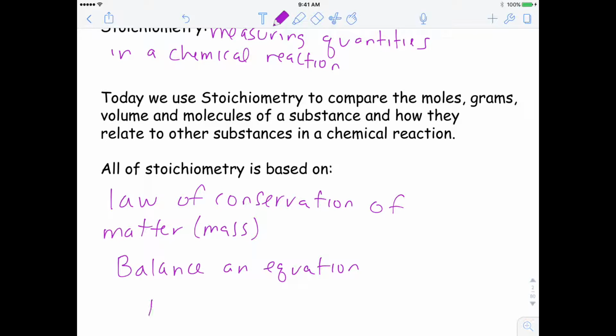So if I give you an equation like nitrogen plus hydrogen yields ammonia, I need to balance this equation. We're going to talk more in detail about how to balance equations, but to do this, I would put a 2 in front of the ammonia and a 3 in front of the hydrogen. If I count up all the atoms on each side, I'll have 6 hydrogens and 2 nitrogens, so I'll have a balanced equation.